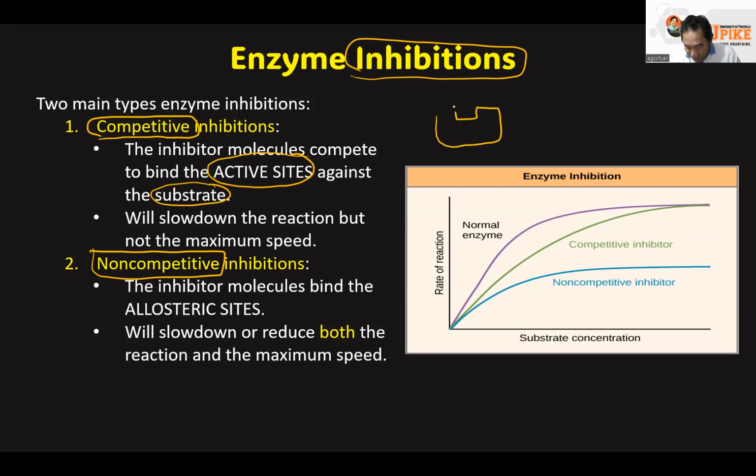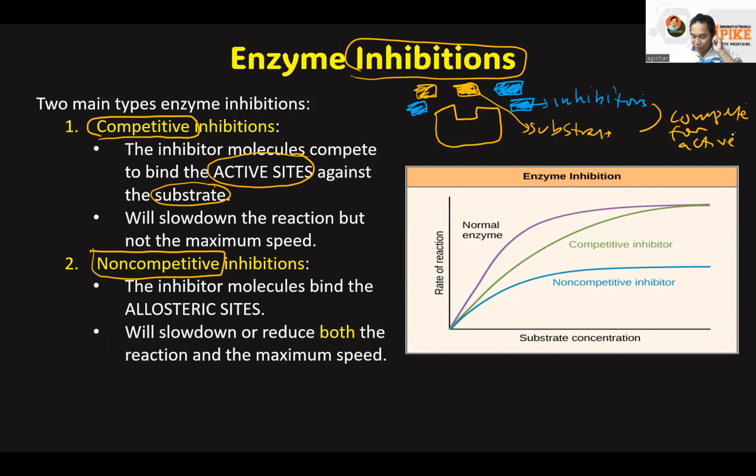So let's say this is an enzyme like this, and this is a substrate like that, which fits with the active site. Then there will be another molecule that is very similar to the substrate. So this is the inhibitor, because this inhibitor competes with the substrate. This one is the substrate, so this one competes for the active site. When they compete for the active site, what happens? The reaction will slow down. So if you see this one, this is a normal reaction.